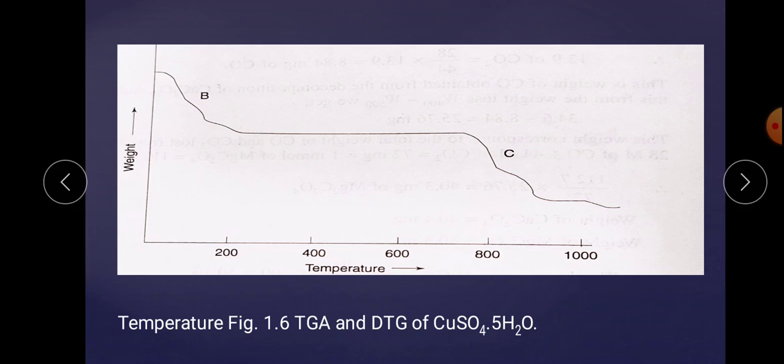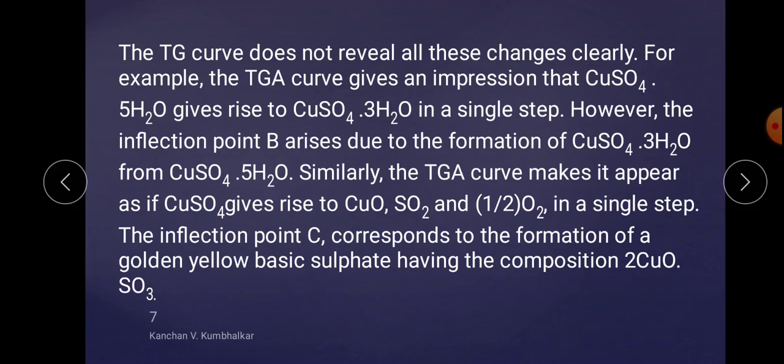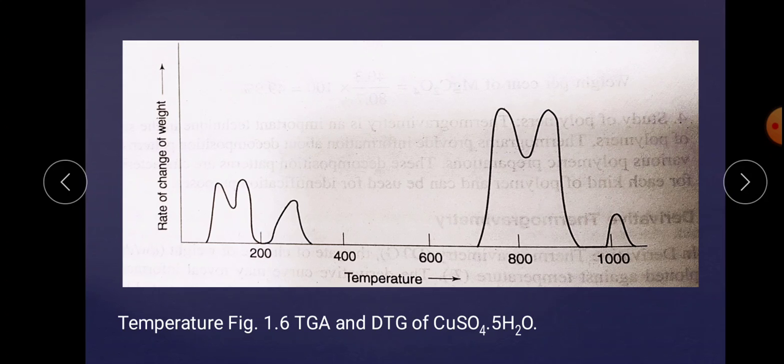Now comparatively, let's check out the DTG curve. This is the overall explanation. Now this is your DTG curve. In the DTG curve, overall 6 peaks have been observed: 1, 2, 3, 4, 5 and 6. It clearly indicates that during the decomposition of CuSO4·5H2O, copper sulfate pentahydrate, 6 various steps have been observed. The first step is between 90 and 150.